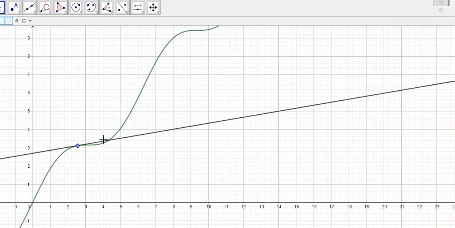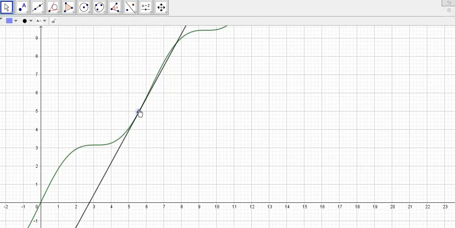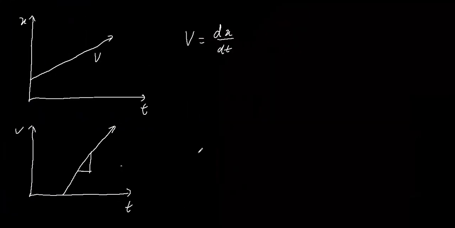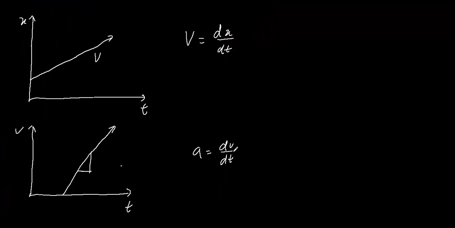But if we have curvy graphs like these, this isn't so clear anymore. We would have to take the derivative to find the instantaneous acceleration. At any given point in time, how much is my object, or me, or the particle accelerating? So I have a = dv/dt, how much my velocity changes with respect to time. Again, these are instantaneous slopes, if you want to think about it that way.